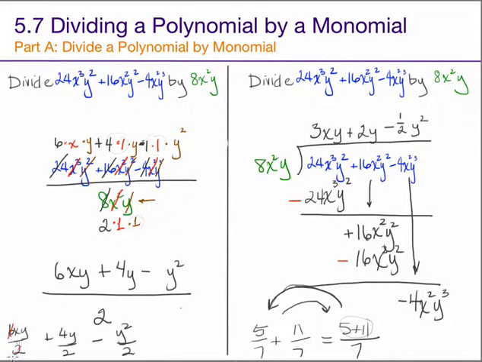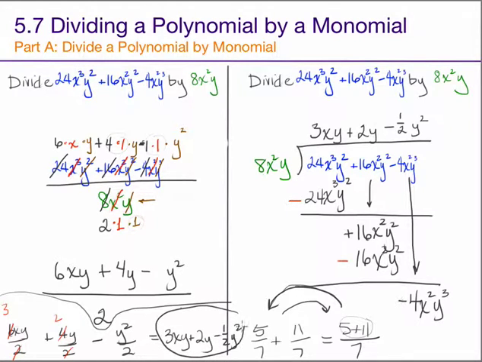Now, I could write 6 over 2 as 3, and 4 over 2 as 2, and that lets me change this to 3xy plus 2y minus y squared divided by 2, which can be thought of as half of y squared. So 1/2 y squared. That answer does match this one. So even though they don't look the same, these two things are equivalent. You can do these problems either way.